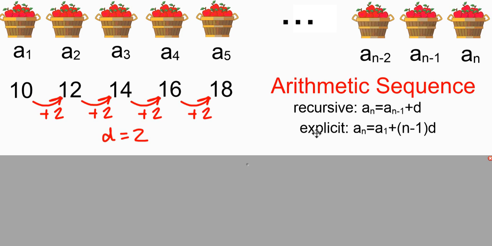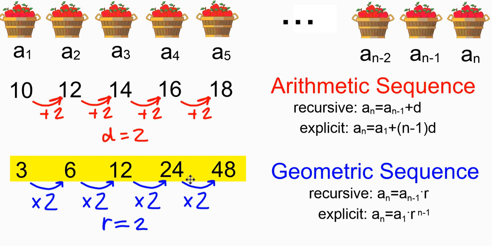But the explicit formula was a little bit more versatile because you don't need to know the one right before. It's kind of nice. If I'm finding the 100th term, I don't need the 99th term. What you do in this case is you just take the first term, which in this example was 10, and then you're going to add that D number, which was 2, however many times. So if I'm finding the 100th term, you'd have to add 2 99 times. n minus 1 would be 99. So for the 57th term, you'd add 2 56 times. That was arithmetic, when we added the same number.